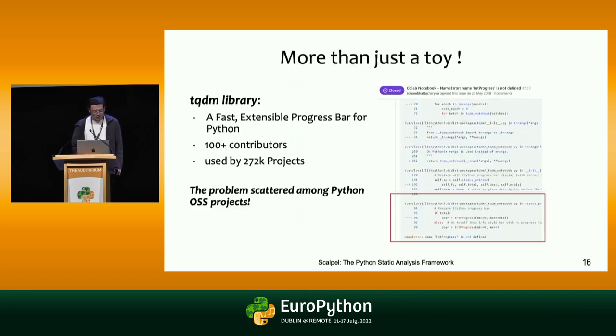Why? Because we observe this frequently occurred in very popular Python libraries such as TQDM, as I showed here. TQDM is very popular among deep learning developers. It shows a progress bar for your program. But the library itself has more than 100 contributors and is used by more than 270,000 projects. That means this bug actually propagates from the open source project to your client program. So we can summarize the problem as scattered among Python open source projects.